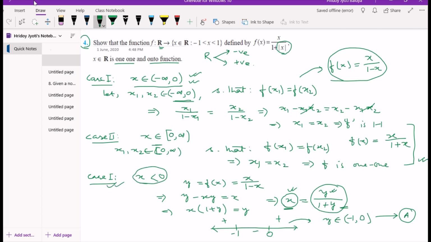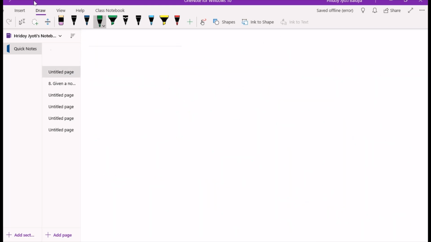Now we'll check what will happen to the other part of the domain. So we'll go for another page. Let me insert another page. So case 2 is x greater than or equal to 0. For this y equals f(x), and the functional definition was x upon 1 plus x. Modulus of x will give us plus x.